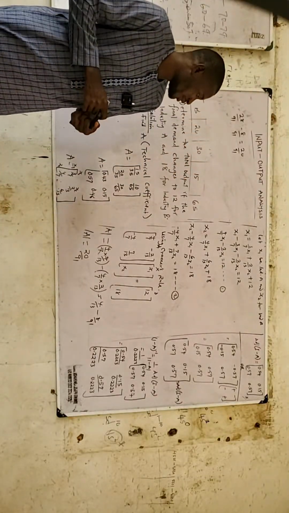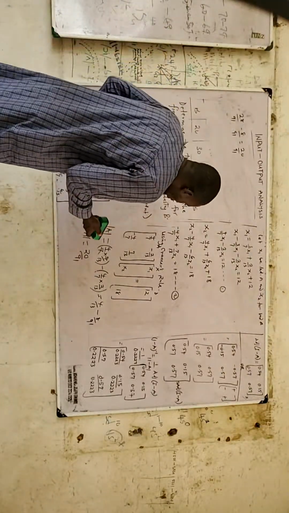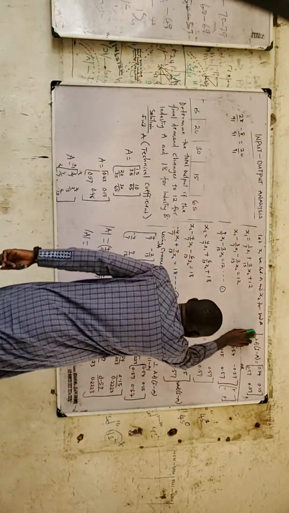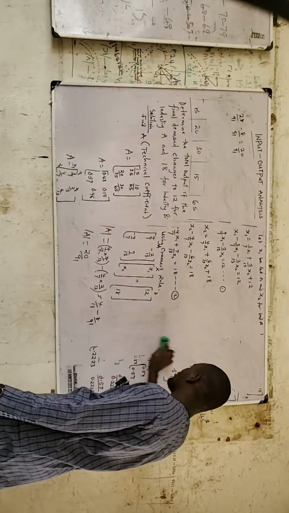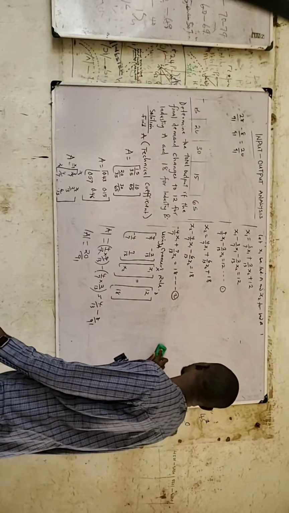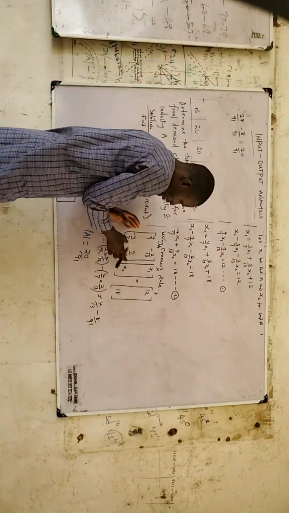So after getting the determinant, the next thing is, this way, this one, so Cramer's rule. You have to find another determinant. This one here is the original determinant.